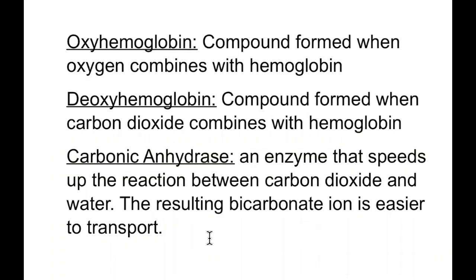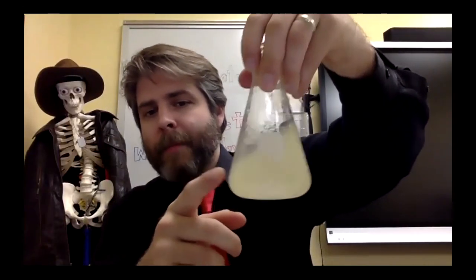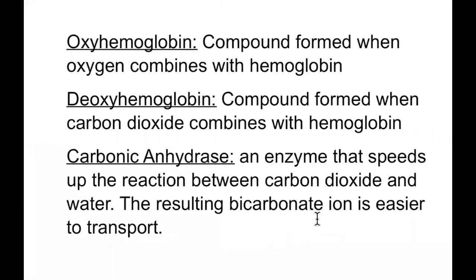All right, so that was that last word, carbonic anhydrase, an enzyme that speeds up the reaction between carbon dioxide and water, that resulting in what we call bicarbonate. This stuff in here is now known as a bicarbonate, carbon dioxide and water together. That resulting bicarbonate ion is easier to transport in the hemoglobin. All right, guys, that is your vocab for today. Nothing else. Good luck on understanding this stuff, and I will see you in class next time.